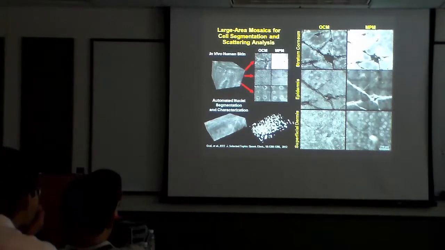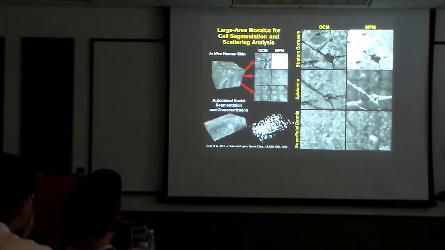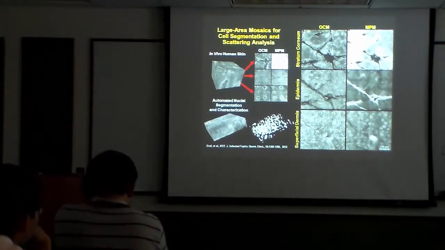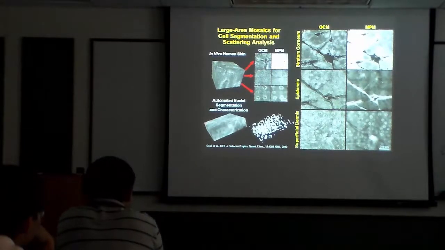This is where a hair follicle was. It may be a little hard to see, but here there are a lot of different individual cells, and the dark areas on OCM are the nuclei. Does anybody have any idea why the nuclei are dark on OCM? Fred's smiling because I always ask this question. I don't have an answer to this yet. What do you think? It's hard to see, but on MPM, they're somewhat dark, but there's some signal there.